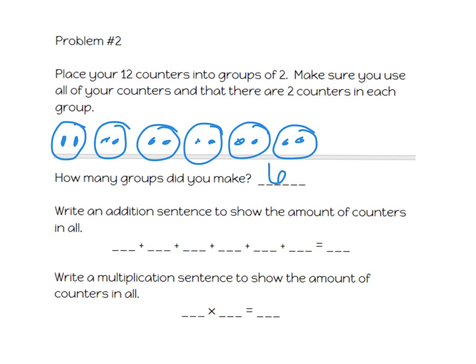Pause the video while you work with your partner and replay when you are ready. Our addition sentence is 2 plus 2 plus 2 plus 2 plus 2 plus 2, which equals 12. Our multiplication sentence is 2 times 6 equals 12.